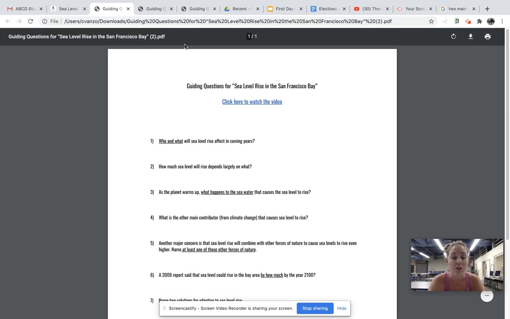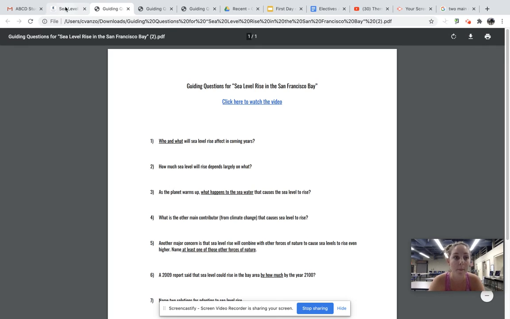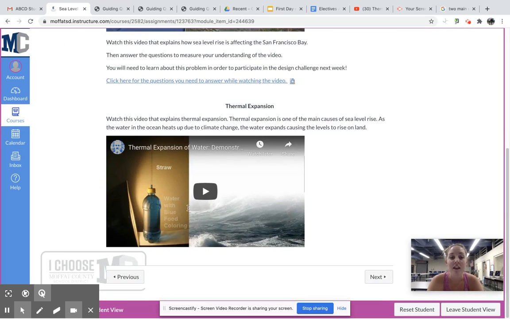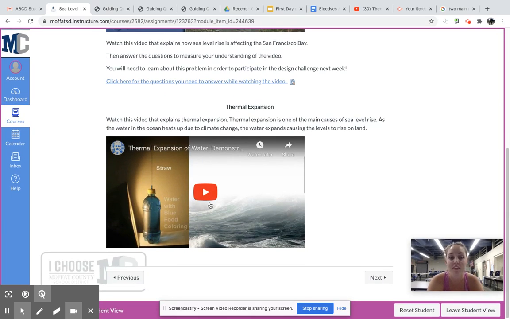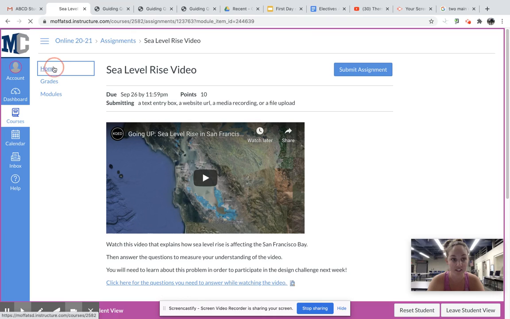Okay, so you're going to write on this PDF using a text box, not writing with a pen or a stylus, but actually typing text in each one of these sections. And then down here, I have a video. It's a thermal expansion demonstration where in this video, they're showing you that when you heat up water, it does expand. So make sure to check out this video so that you do have a good idea of thermal expansion.